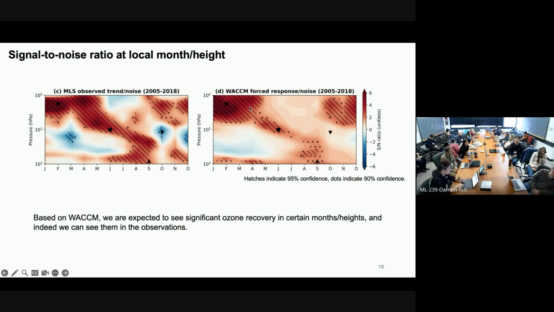Based on these WACCM simulations, as I mentioned earlier, we're expecting to see significant ozone recovery in the upper stratosphere in all the seasons except winter. And during the polar winter, we're expected to see significant ozone recovery that propagates down to the middle stratosphere. And in Austral spring, we can see significant ozone recovery during August and September. And indeed, we can find these significant ozone increases in MLS as well. So this gives us a very remarkable agreement between observation and the model simulation.